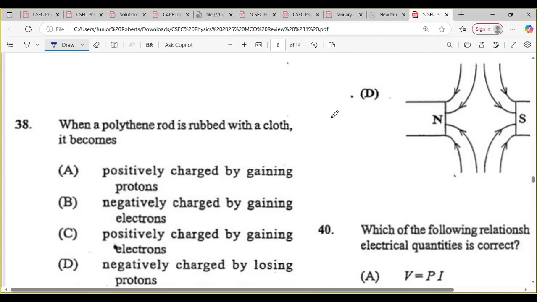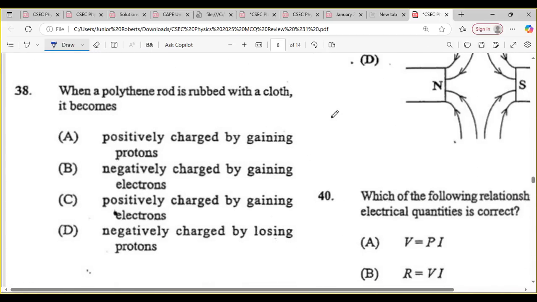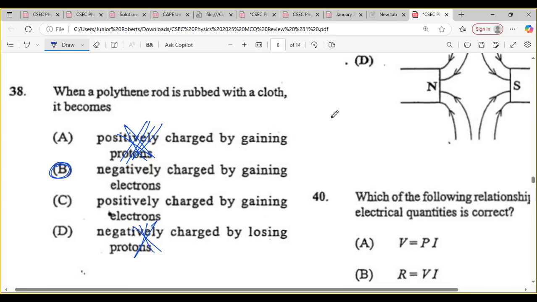38 now is where we go next. It says when a polythene rod is rubbed with a cloth, it becomes. Whenever we have questions like this, all we need to focus on is just electrons. So let's cross out that, because we're talking about protons, cross out that one as well. So we're down to either B or C, right? B says it becomes negatively charged by gaining electrons. C says it becomes positively charged by gaining electrons. Now, we know that electrons are negative. So if we're gaining electrons, we must become negative. So the answer must be B for 38.